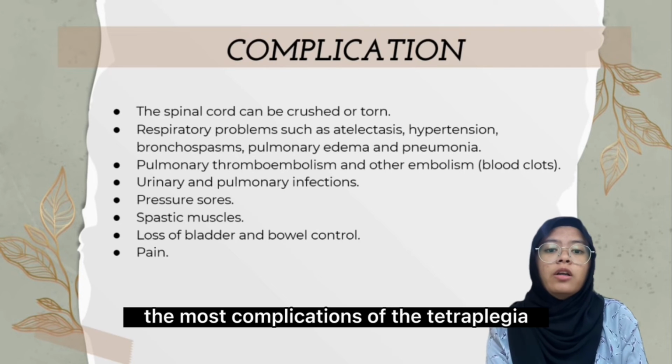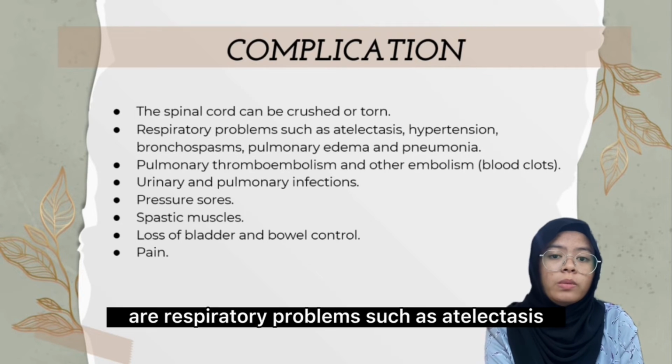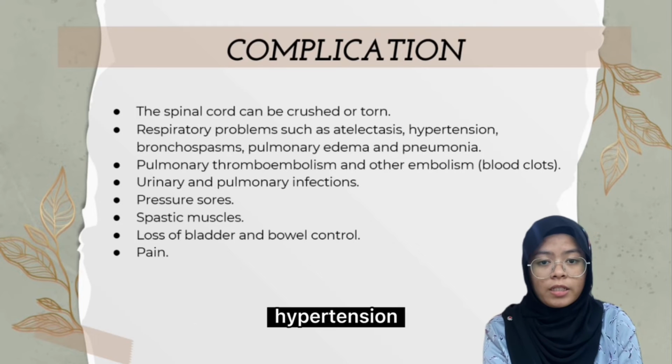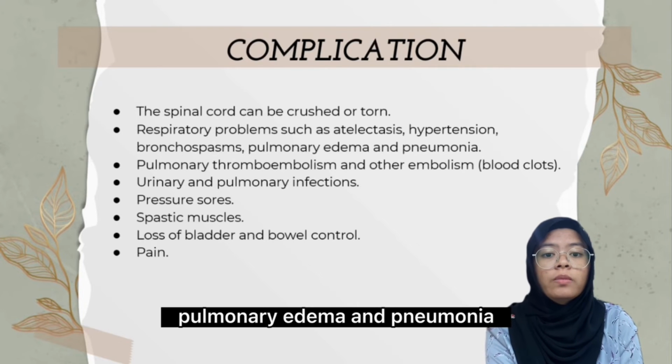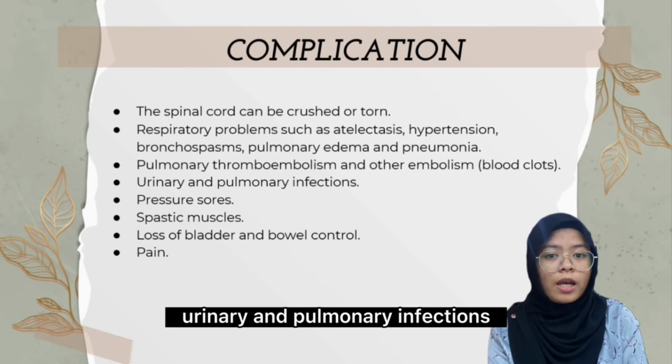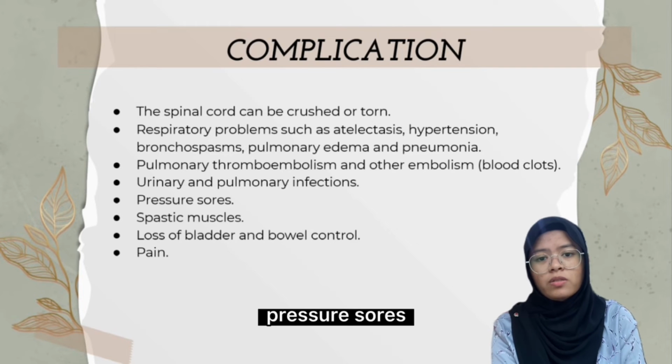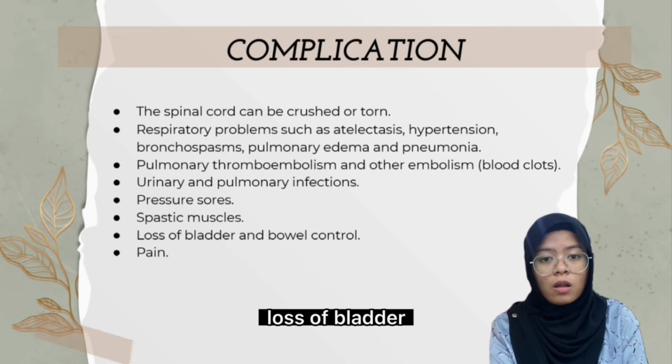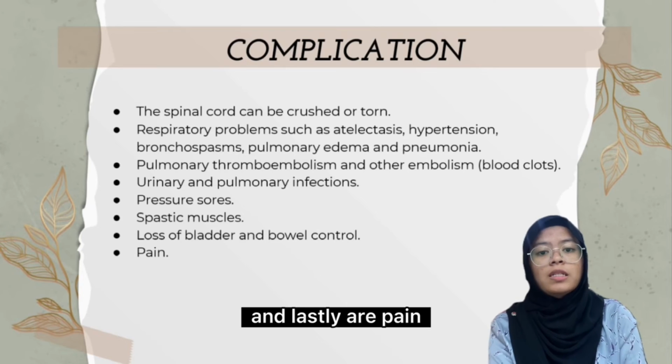The most common complications of tetraplegia are respiratory problems such as atelectasis, hypoventilation, bronchospasm, pulmonary edema, and pneumonia. Next, pulmonary thromboembolism and other embolisms such as blood clots, urinary and pulmonary infections, pressure sores, spastic muscles, loss of bladder and bowel control, and lastly, pain.